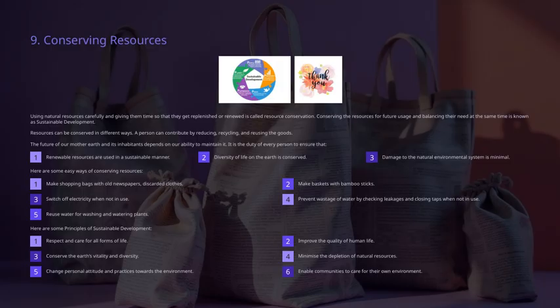Improving human life quality while minimizing the depletion of natural resources is a key goal. Finally, empowering communities to take care of their own environment is vital. When everyone contributes, we damage the natural systems less. Overall, by respecting nature and adopting sustainable practices, we help ensure a healthier planet for ourselves and future generations.